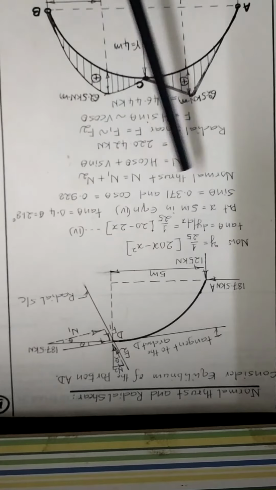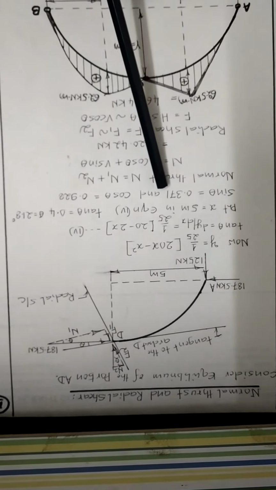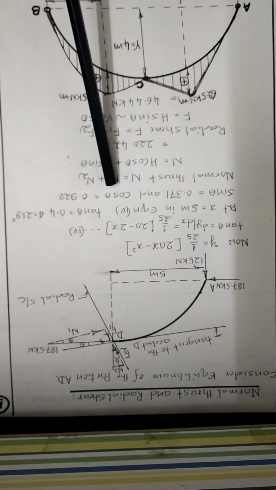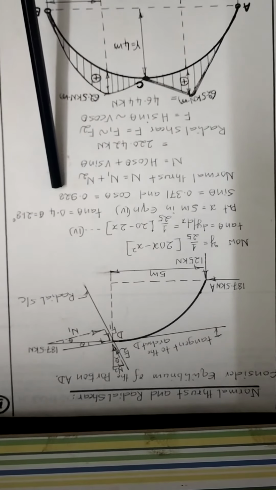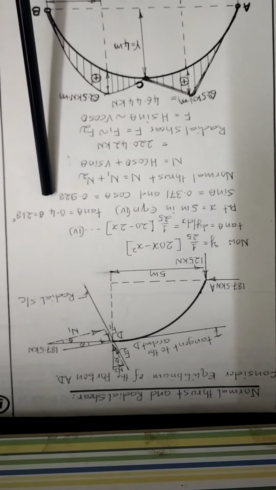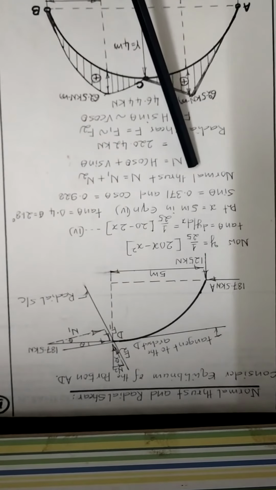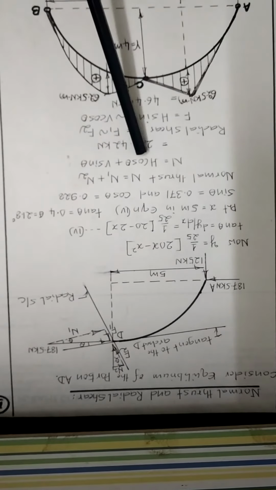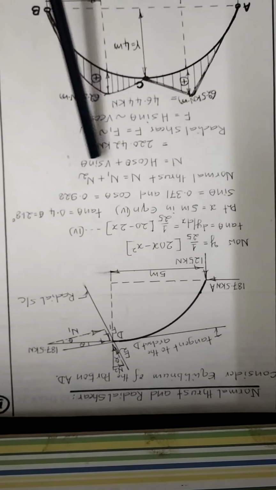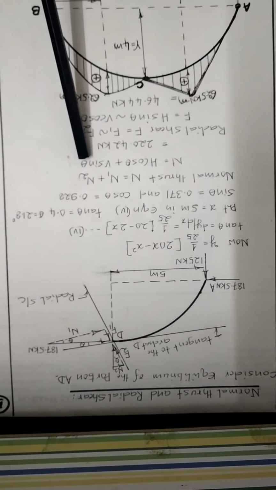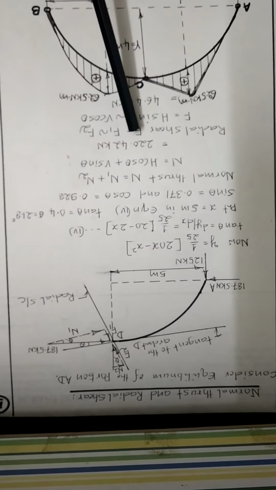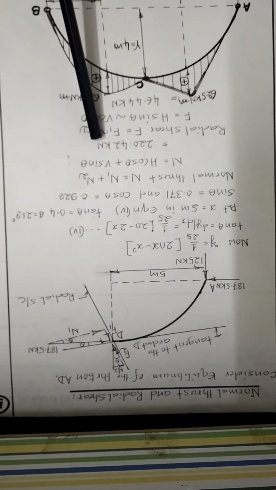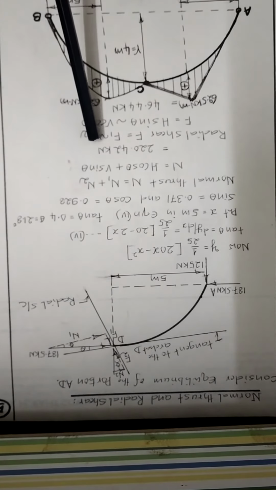After knowing theta, evaluate sin theta, which works out to be 0.371, and cos theta, which works out to be 0.928. Once you know cos theta and sin theta, calculate the net normal thrust, given by N equals N1 plus N2. That is N equals H cos theta plus V sin theta. Substituting the values of H, V, cos theta and sin theta in this equation and solving, N works out to be 220.42 kilonewton. That is the normal thrust for the given arch at the point D.